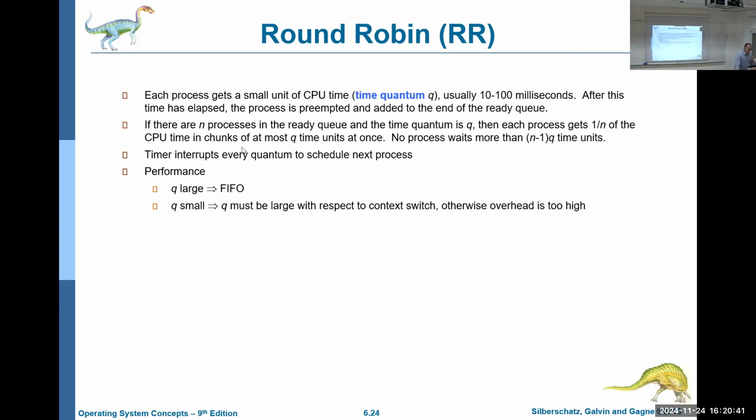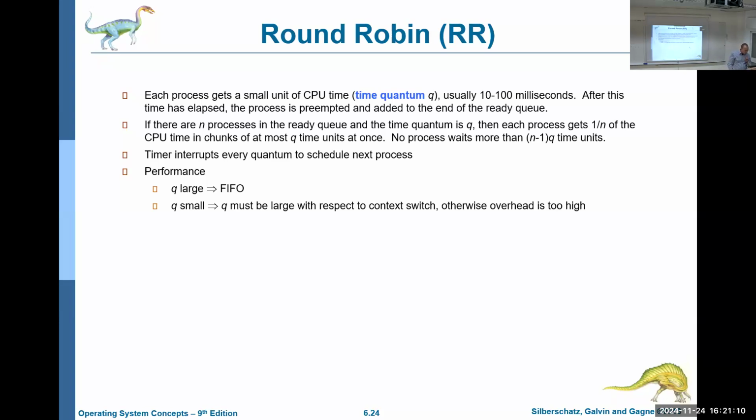Round robin. Each process gets a small unit of CPU time, which we call a quantum. We said how much time that is. After this time has elapsed, the process is preempted, that's our favorite word for today, and added to the end of the ready queue. In other words, he's preempted because his time is up, but not because he wanted to go to I/O. So we're not going to put him in the waiting queue. We're going to put him in the ready queue. He's ready to get the CPU. He's not waiting for I/O.